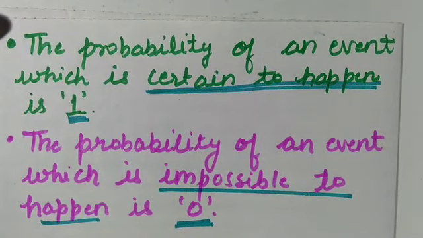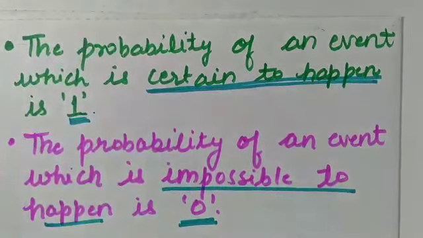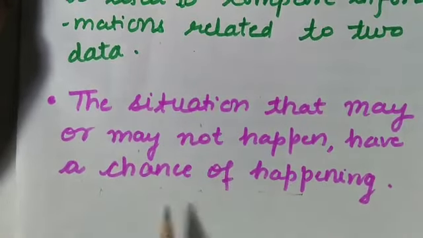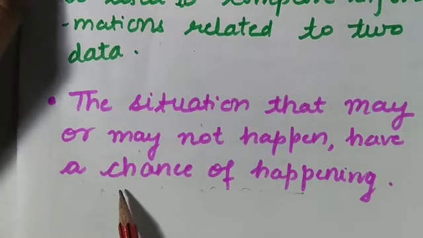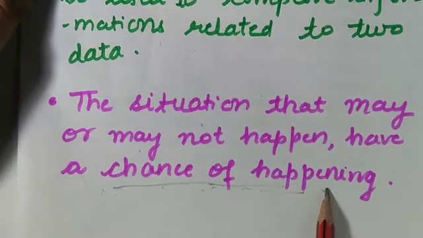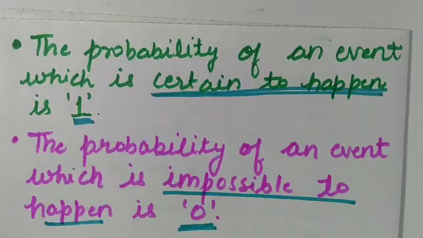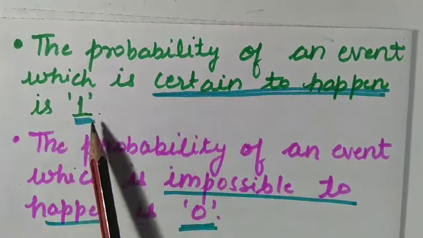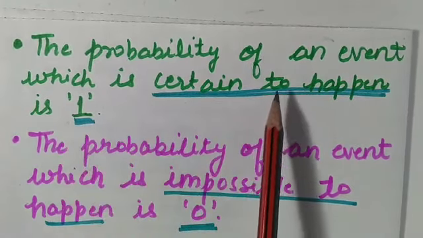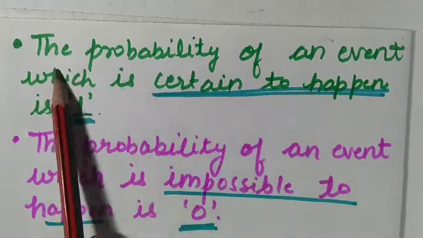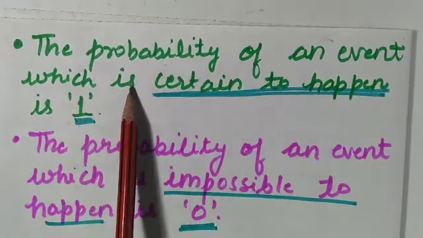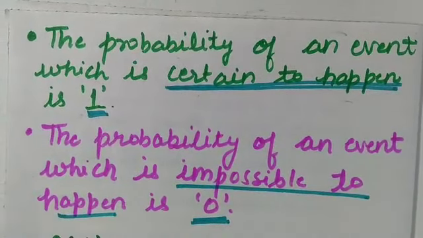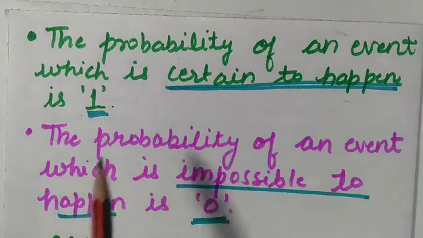Same we have discussed, that a situation that may or may not happen, meaning it has a chance of happening, has a probability lying between 0 and 1. The probability of an event which is certain to happen is 1. Certain to happen means which are sure. So the probability of an event which is certain to happen is 1, or you can say the probability of a sure event is always 1.